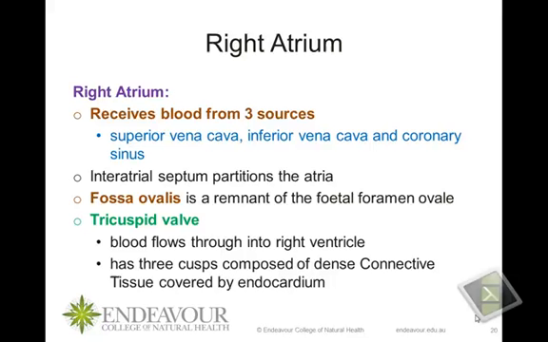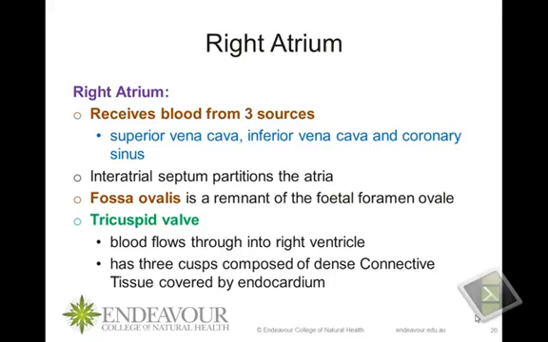The right atrium receives blood from three vessels. The superior vena cava drains blood from the head, the neck, and the upper limbs. The inferior vena cava drains blood from the lower part of the body and the trunk. The coronary sinus drains blood from the heart muscle or the heart tissue.